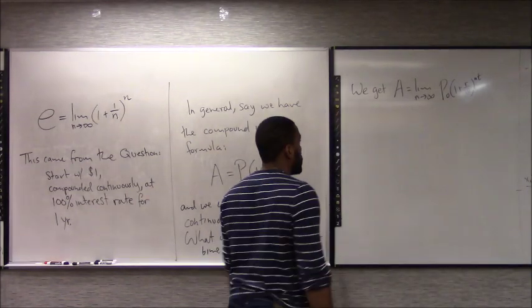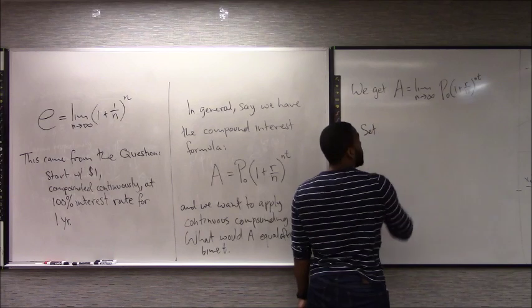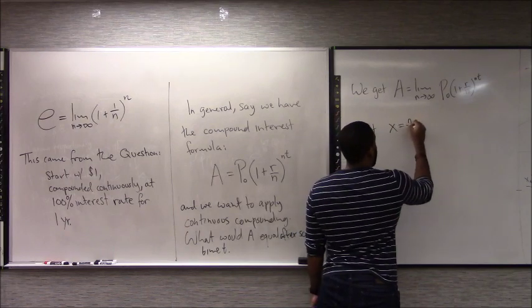Now, what we can do is something like the following. Set x equals n over r.